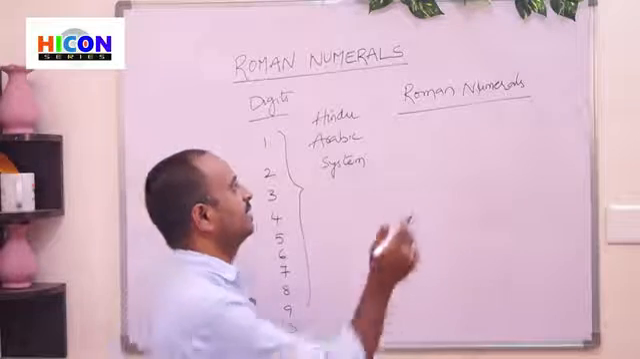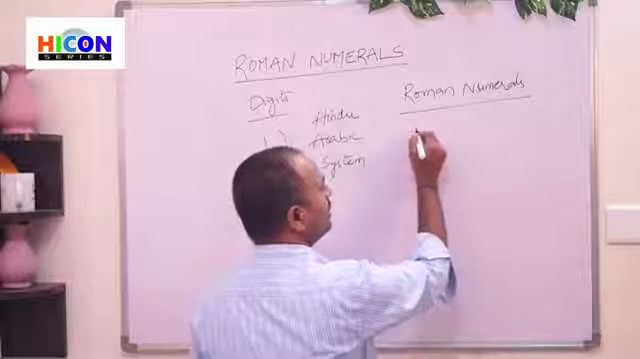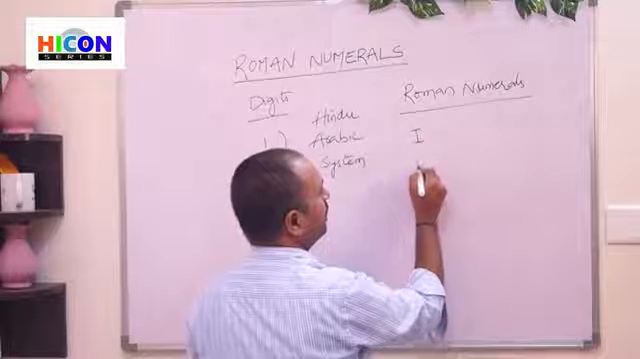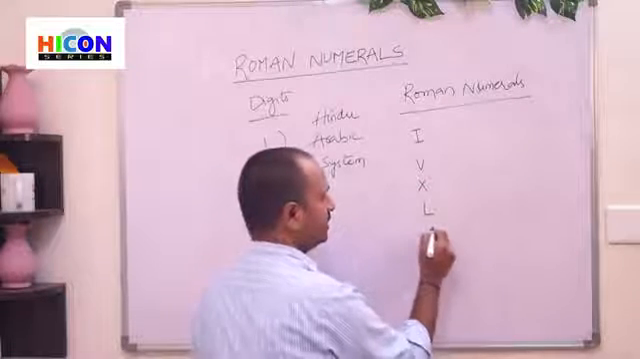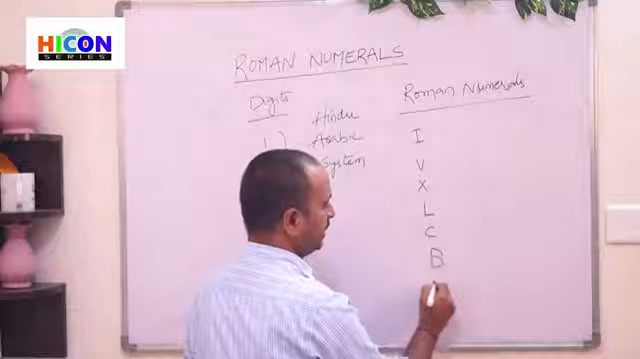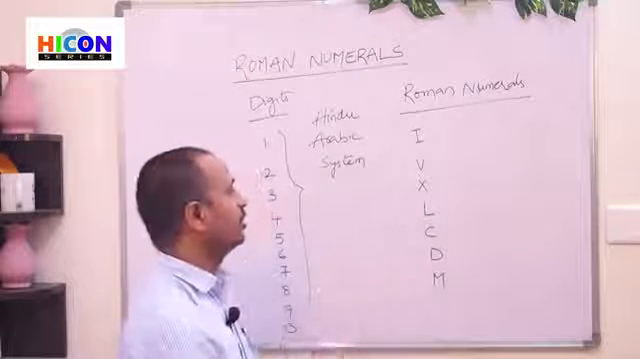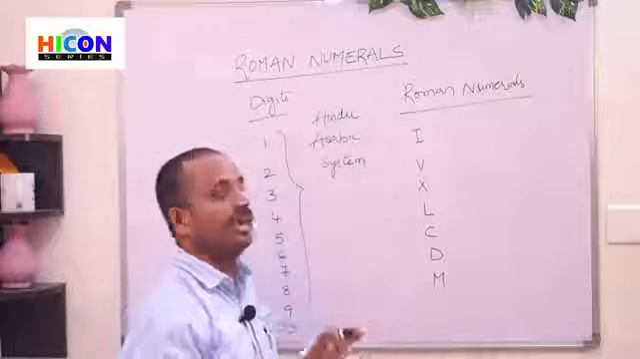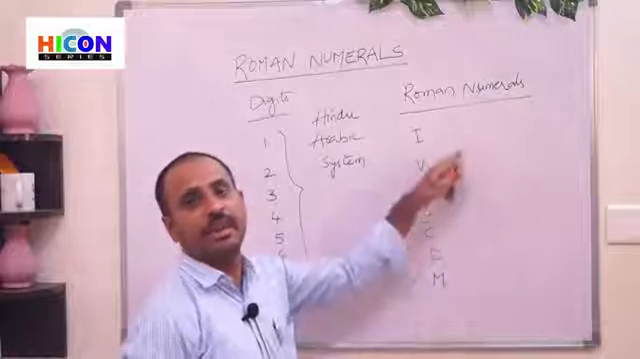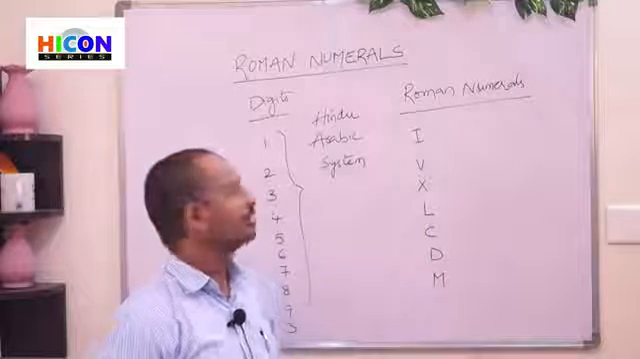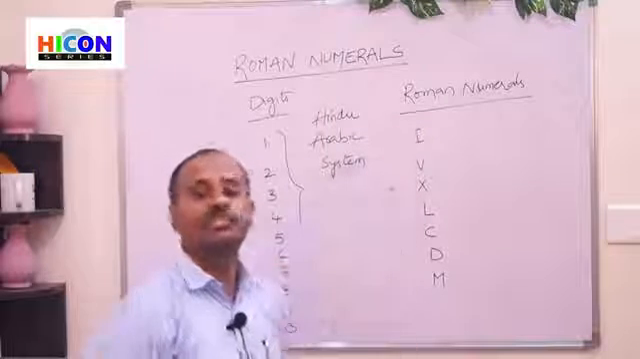Let us see what they are. The Roman numerals are a total of 7. They are I, V, X, L, C, D and M. Children, these are the 7 symbols used by the ancient Romans to write different numbers. They used combinations of these symbols to write numbers. That's why these are called Roman numerals, since they were used by the ancient Romans.